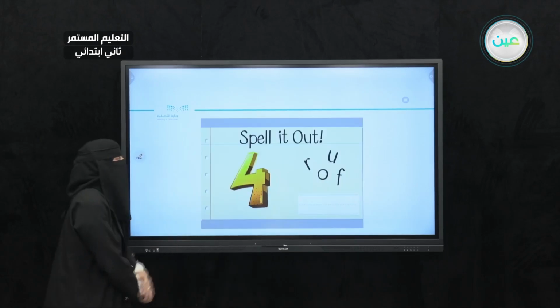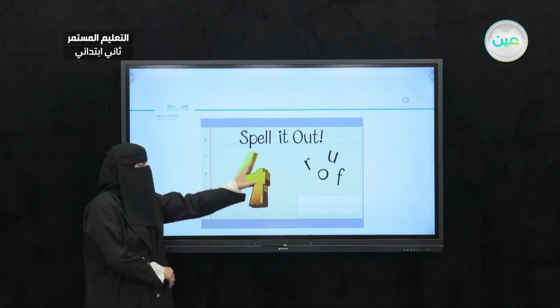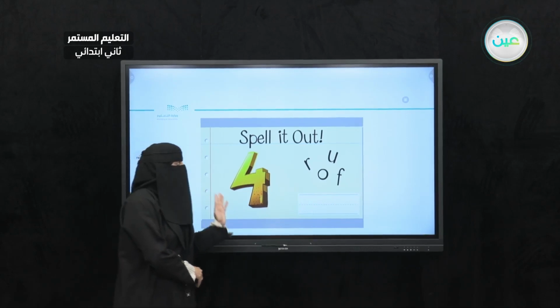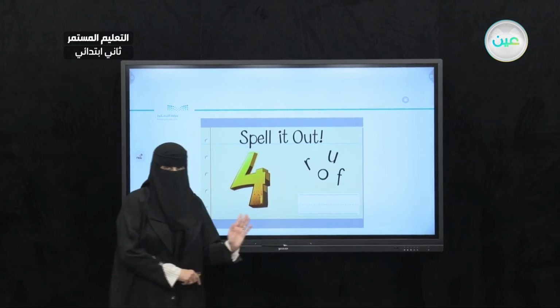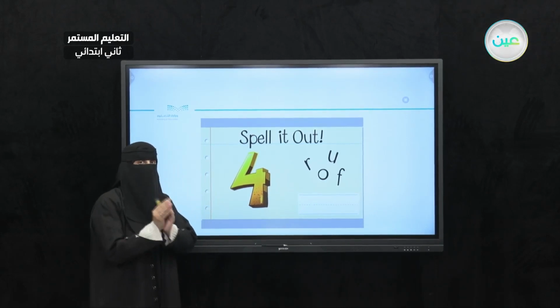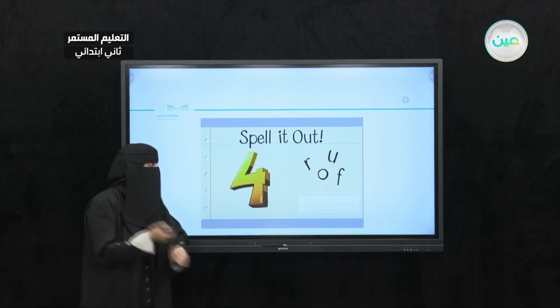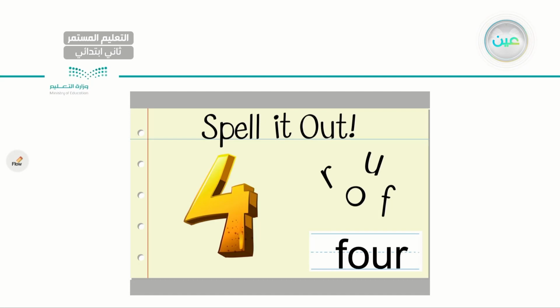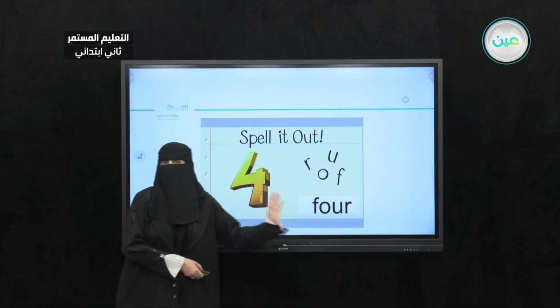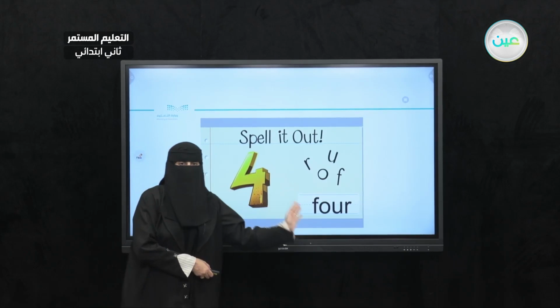Let's try to do this here. Spell it out. Here I have 1, 2, 3, 4 letters, right? I have letters R, U, O, and F. Now, I need you to help me form a good word here, a word that will describe the picture. Here I have number 4. Very good. I use these letters to form a correct word. Here I have the word four. The word is four. Very good.